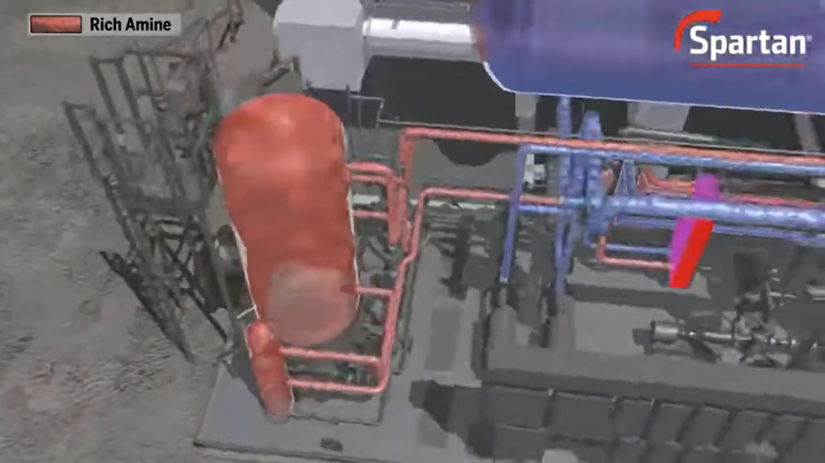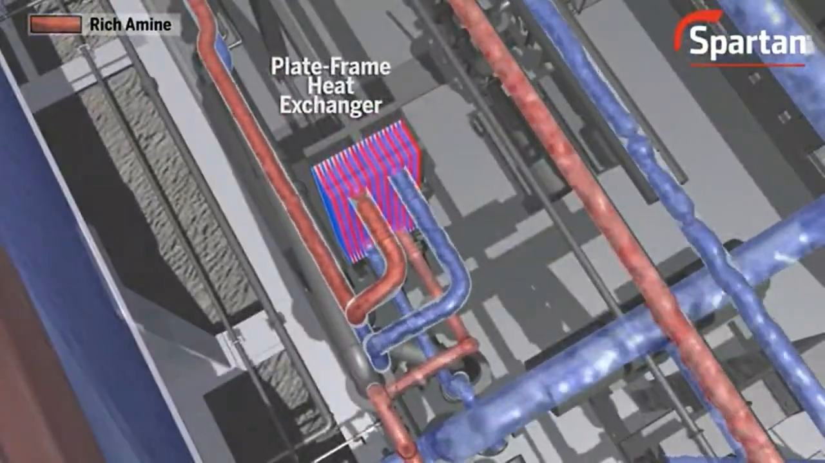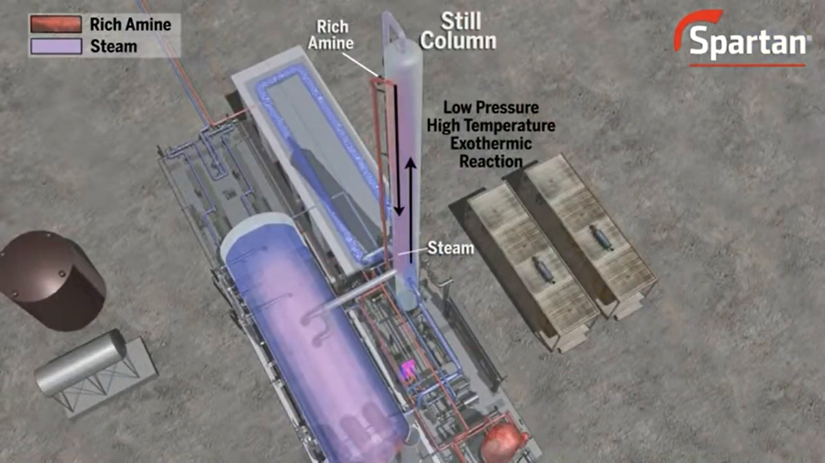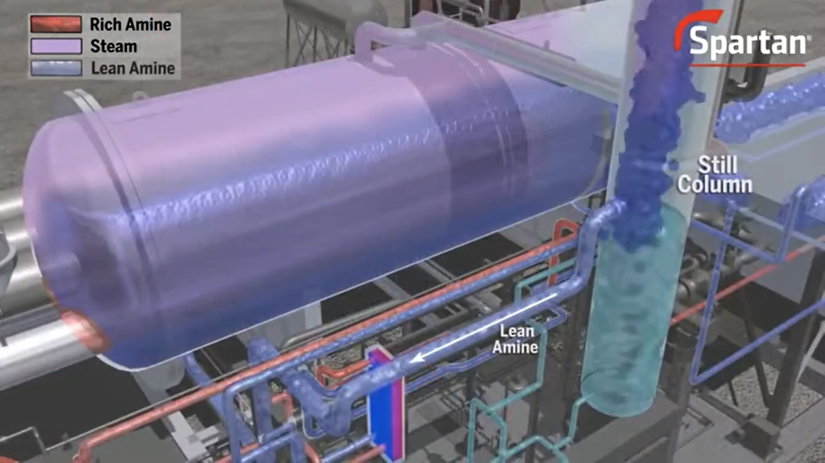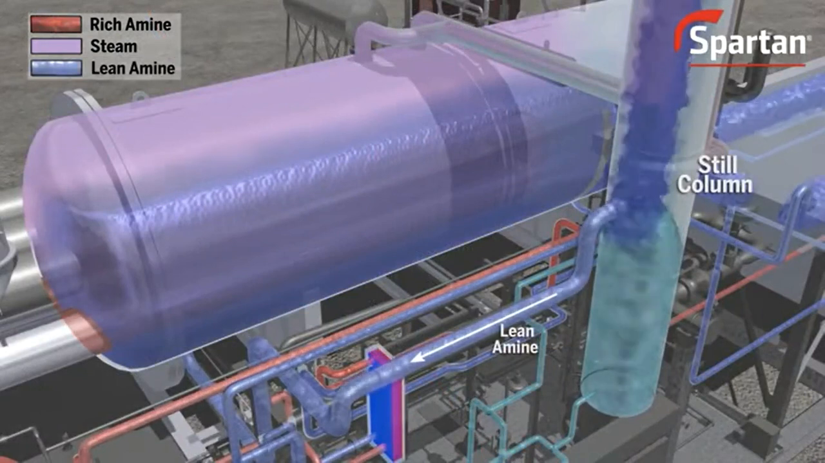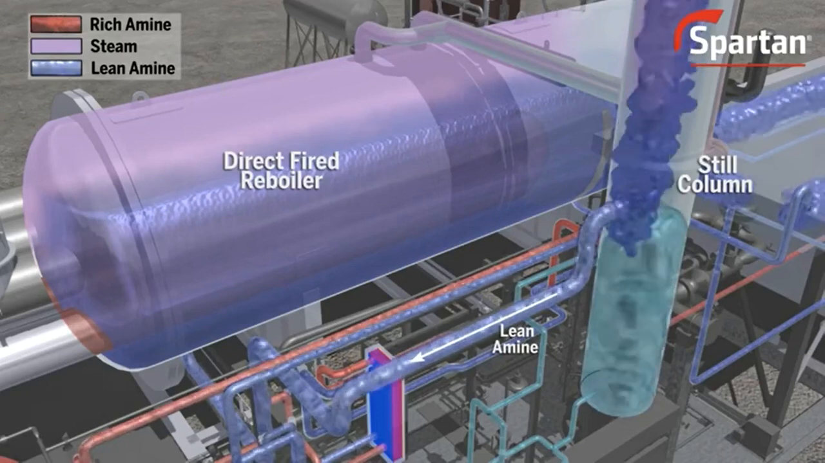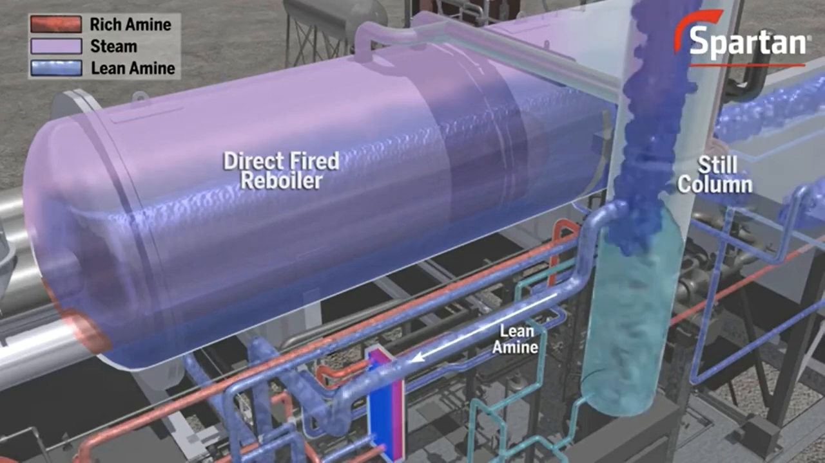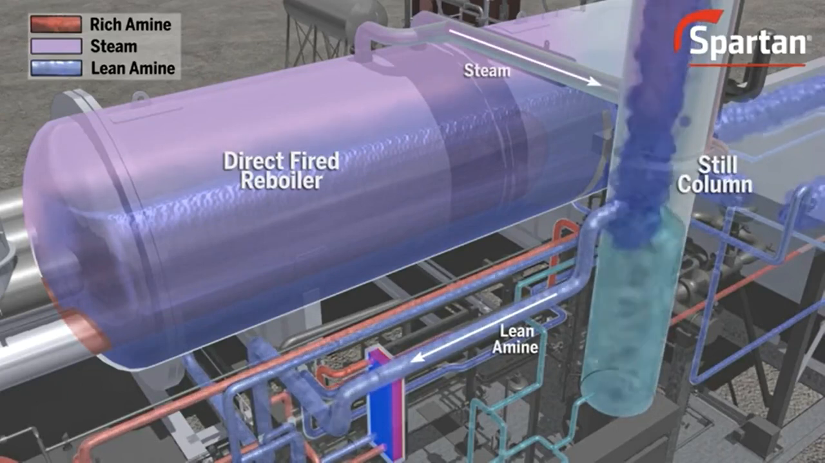The rich amine is then preheated by a plate frame heat exchanger before entering the top of the still column. As the rich amine flows downward, it contacts counterflowing steam at low pressure and high temperature. The steam strips the rich amine solution of the H2S and CO2, leaving lean amine to exit the bottom of the still column and enter the reboiler. Inside the direct-fired reboiler, the lean amine solution is heated. The steam generated in the reboiler enters the bottom of the still column.